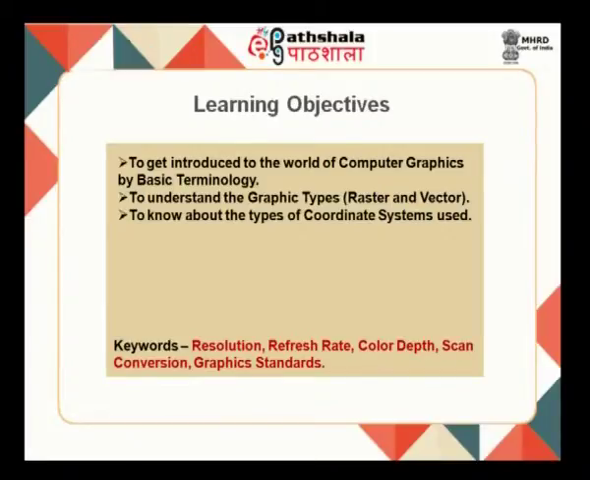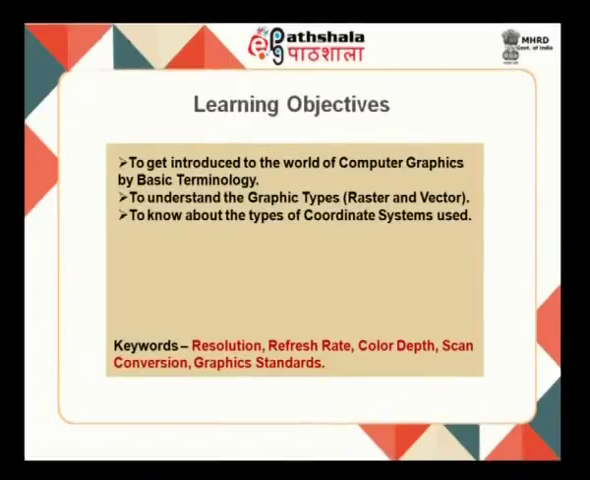To start with, we have the basic terminology. We have to understand this as part of the course. Then we need to look into the graphic types. We have to also learn about the coordinate systems and other basics in this. So, the keywords that are meant for this are resolution, refresh rate, color depth, scan conversion, graphics standards, and many more.